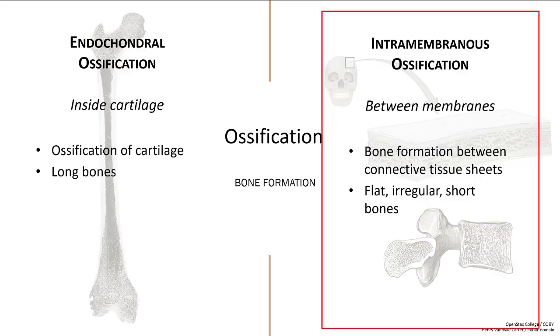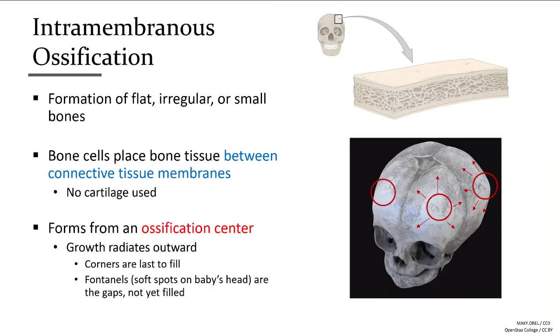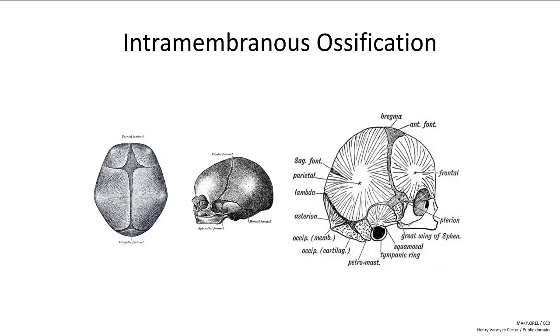Now we'll go over intramembranous ossification. Bones other than long bones don't use cartilage as a template to grow. These types of bones, like flat bones and irregular bones, grow from ossification centers that deposit osteoblasts that deposit bone tissue as spongy bone, and then it radiates outward in a pattern between the membranes that form the shape of the bone.